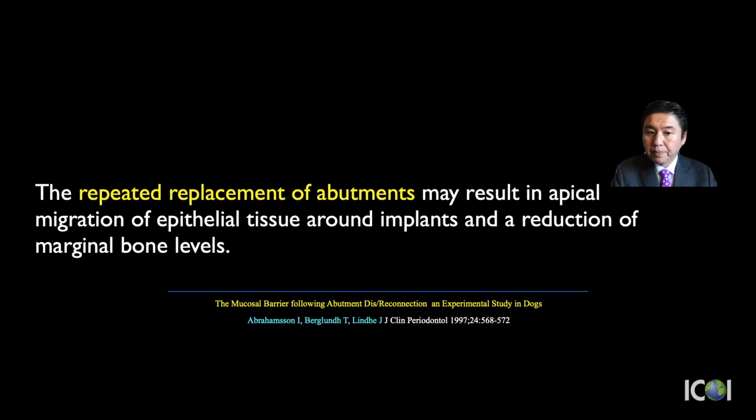which was shown by a study by Abrahamsson in 1997. It means that after soft tissue collapses towards the healing abutment, you need to make a wider, more natural soft tissue contour. In order to do that, you put acrylic on the provisional, you do soft tissue manipulation, you put it back again. Sometimes you reduce the acrylic and put it back again. That is repeated replacement of the abutment. That can cause apical migration of the tissue, and also you can get marginal bone loss.